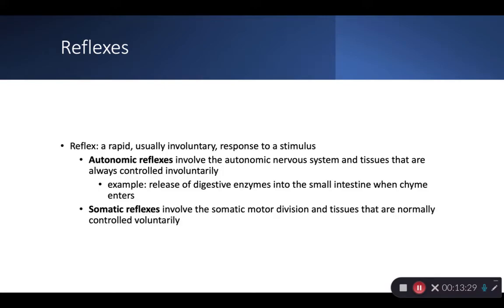What we usually think of when we think of a reflex, and the example I gave you of yanking your hand back from a hot stove, is what's called a somatic reflex. These are reflexes that involve the somatic motor division. So they involve skeletal muscles, which under normal conditions are controlled voluntarily. But under the conditions of a reflex, they are controlled involuntarily. When you yank your hand back from a hot stove, you're not deciding to do that. That's happening before you've even realized what is happening. So that's the difference: autonomic reflexes involve tissues that are always involuntarily controlled, while somatic reflexes involve tissues that normally are voluntarily controlled.